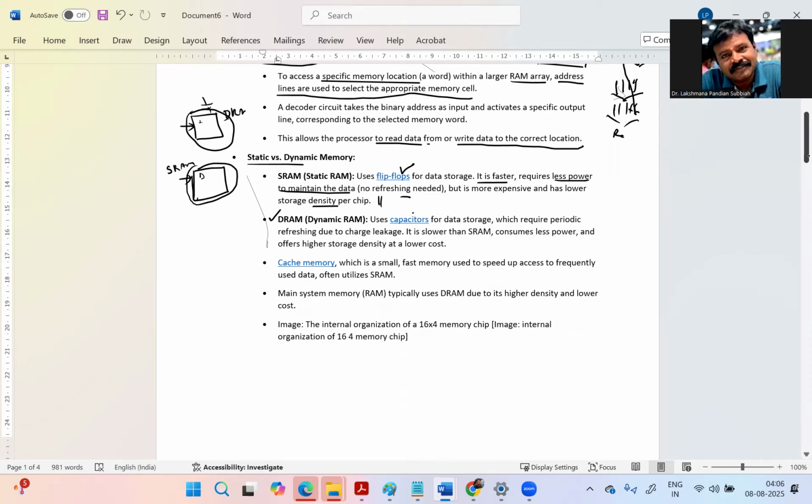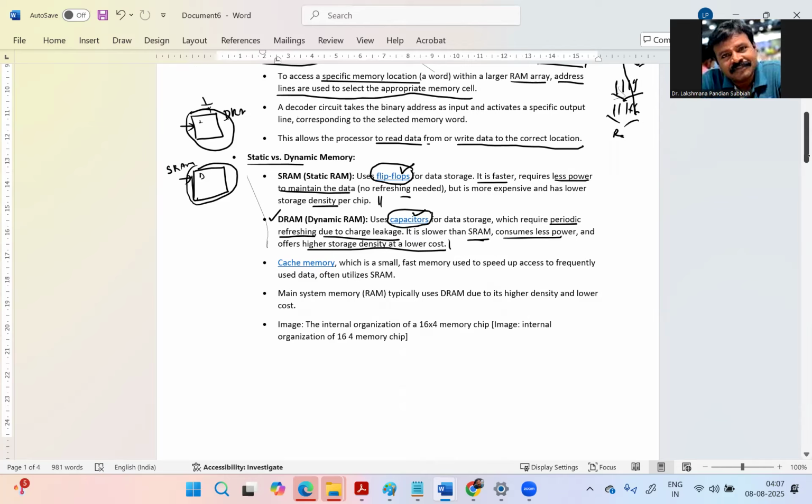DRAM uses a capacitor, while here you are using flip-flops. The capacitor stores information, which requires periodic refreshing. The dynamic RAM is periodically refreshed due to charge leakage. Charge is continuously leaking, so we have to rewrite the data once again. So periodically it will do this, right? It is slower than SRAM, so its speed is somewhat lower. It consumes less power and offers higher storage density at low cost.